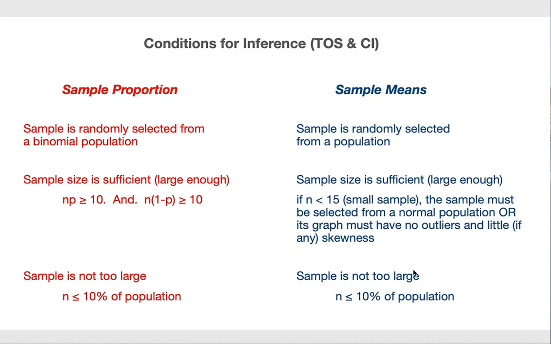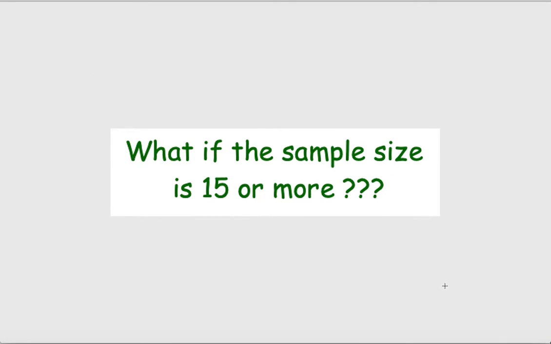So it may have crossed your mind, maybe not, what if n was bigger than 15? What if I had a sample of, say, 15 or 20 or maybe 30 items? Would this condition here still apply, or is there a different condition? So again, the idea is, what if the sample size is 15 or more? What do we do in that particular case?